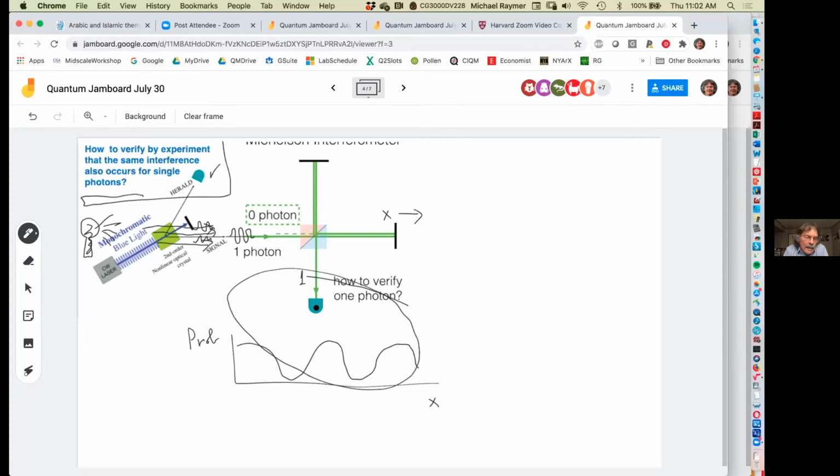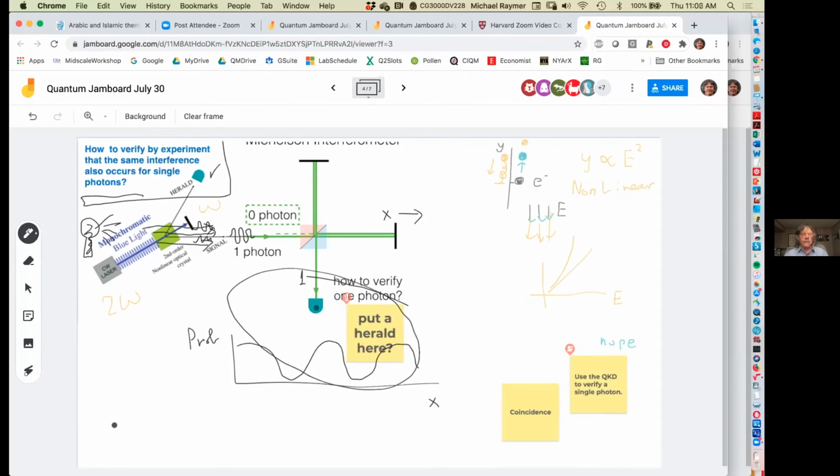And Henning did this experiment as well, and I talked about the theory in great detail. What did Henning do when Henning had this experiment? He had a laser.